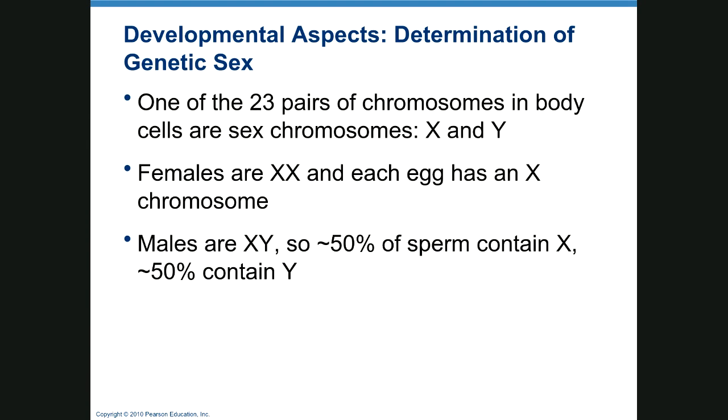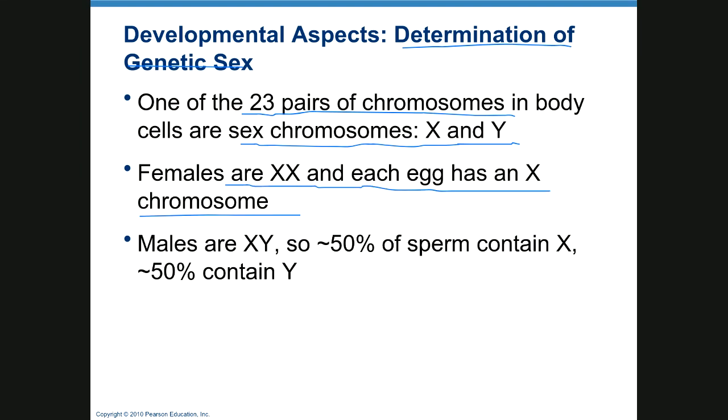Okay, now developmental determination of genetic sex. One of the 23 pairs of chromosomes is your sex chromosomes. There's an X and a Y. Females are XX, and each egg has an X chromosome. Males are XY, so half the sperm have the X, half have the Y.